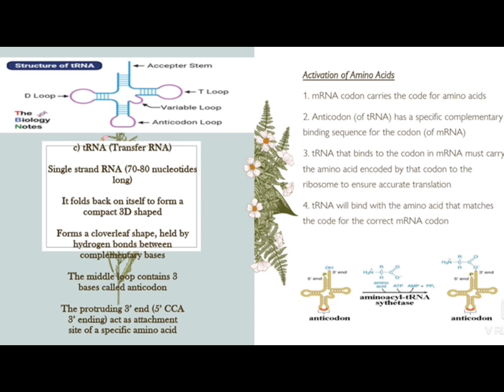And activation of amino acids is one of the main processes too, where the mRNA codon carries the code for amino acids. The anticodon of tRNA has a specific complementary binding sequence for the codon of mRNA, and then the tRNA will bind to the codon in mRNA, and it will carry the same amino acid encoded by the codon through the ribosome to ensure accurate translation happens. And tRNA will bind with the amino acid that matches the code for the correct mRNA codon.